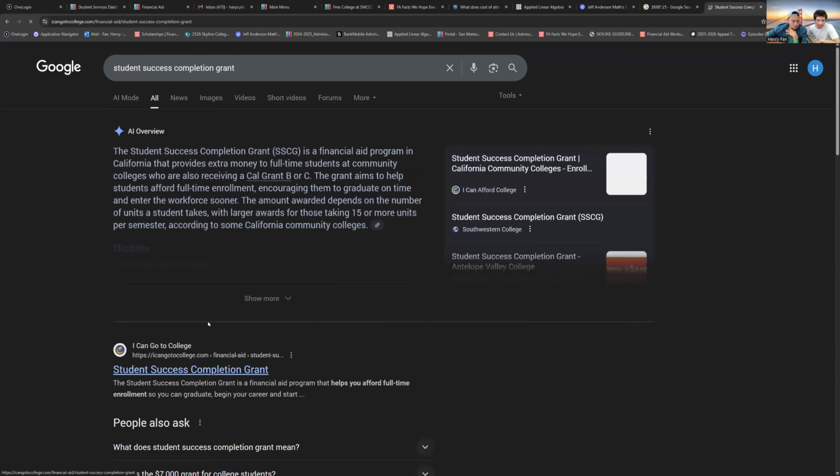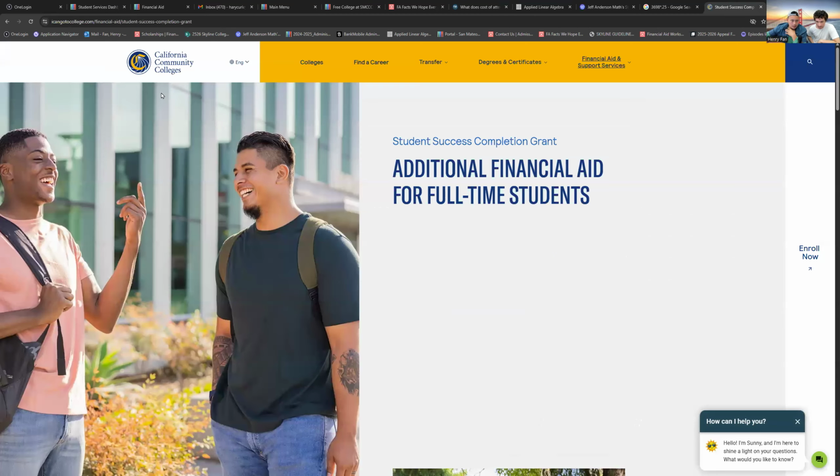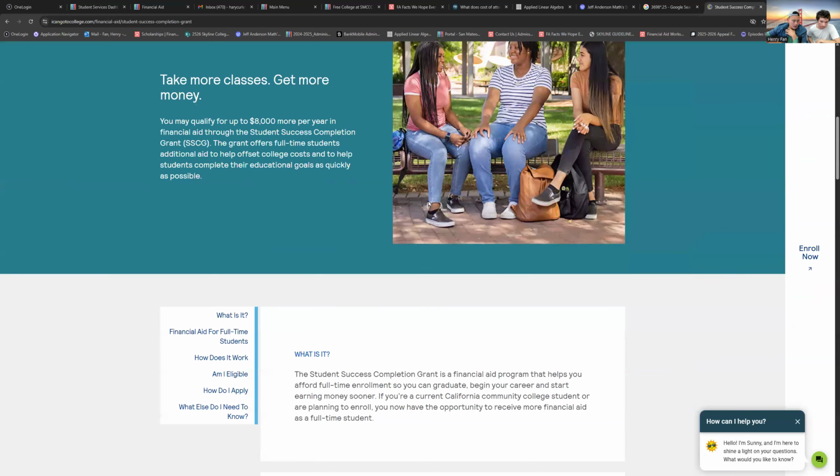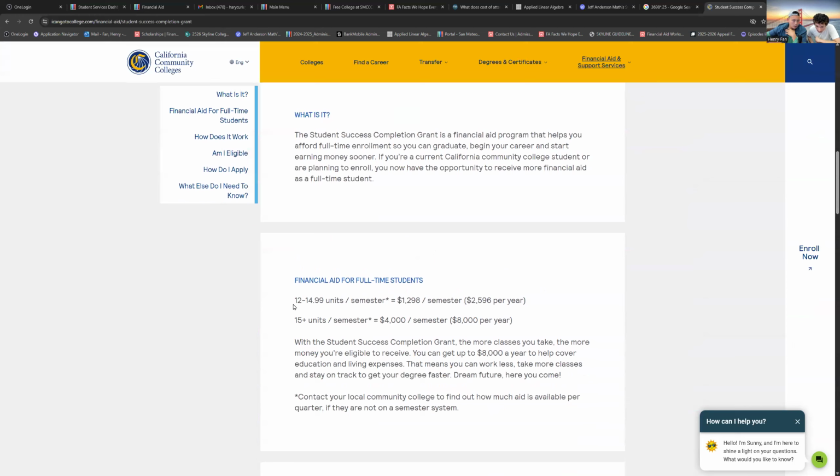So this is directly from the CCCs. It's additional financial aid for full-time students, and there's a range to it. If you're 12 to 14.99 units for that semester, your award will be $1,298 for that semester. And if you're 15 units or more, you'll get $4,000 for that semester. Ooh, that's actually a big difference.